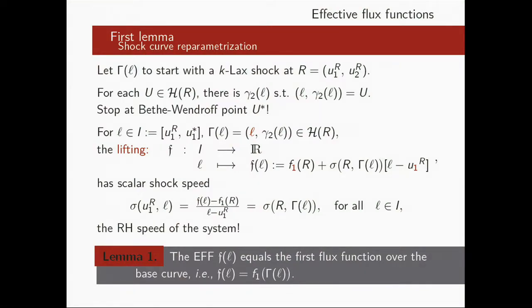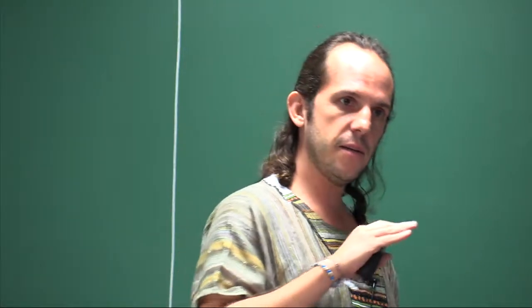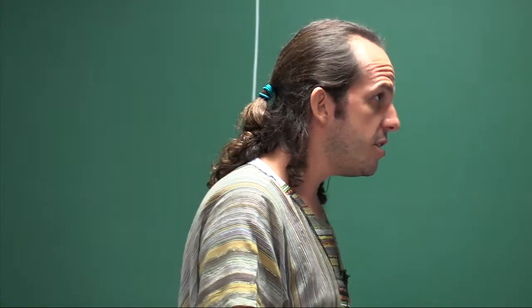Why is this working? Okay, if I now take the scalar shock speed between any two points on this curve, given by the base curve, it is going to be the same as the speed that I use for the Rankine-Hugoniot condition in the system of two conservation laws. So I can say that the effective flux function is exactly the first flux restricted to that base curve. This is easy to do. We did it before and there is no problem. The problem is when we try to join a rarefaction curve there. But it's exactly the same.